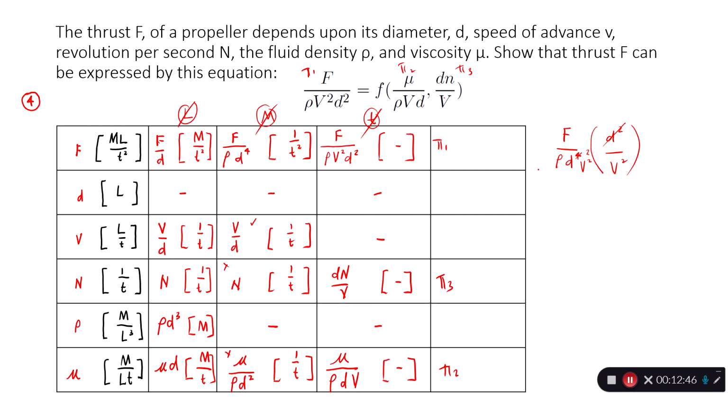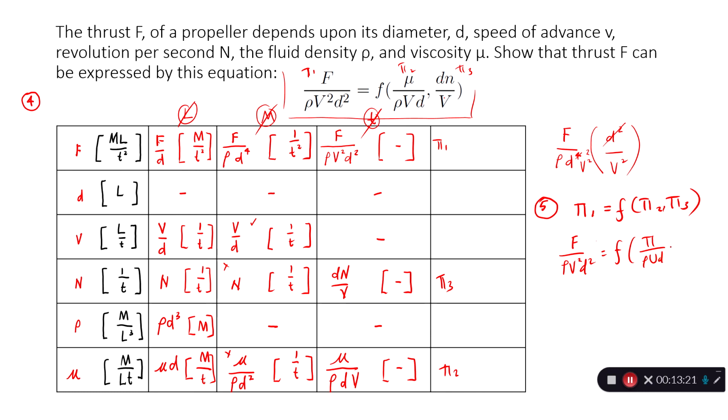Of course, we have a step 5. So don't miss this step. You need to write down the relation. So we have to write it in equation form. Pi 1 is a function of pi 2 and pi 3. Normally we don't have this final answer given. But since it's given, don't take it for granted. Just write it anyway. So force over rho v squared d squared is a function of mu over rho vd and dn over v. You can replace this with the Reynolds number, because Reynolds number is rho vd over mu. I've said this before, and I'm going to keep reminding you of this. Otherwise, you can just leave it as this answer.